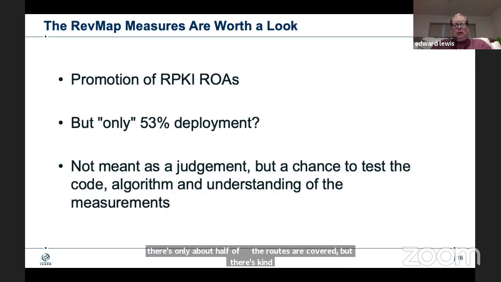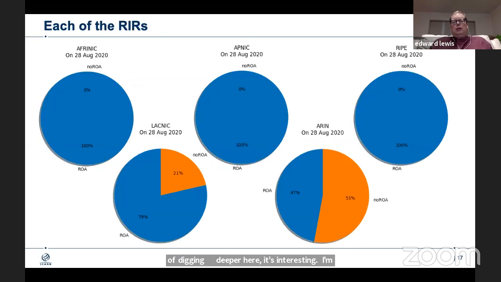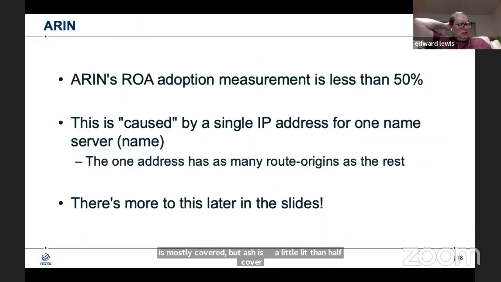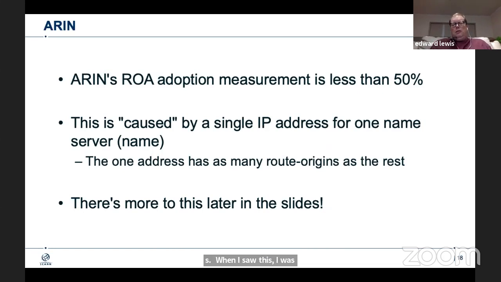And if you look at the individual RIRs, AfriNIC, APNIC, and RIPE, all of their routes are covered by ROA, 100%. LACNIC is mostly covered, but ARIN is a little less than half covered. And when I saw this, I was not so concerned about ARIN's rating or ranking here, but I wanted to make sure that my methods here were accurate. It was interesting to dig into this.